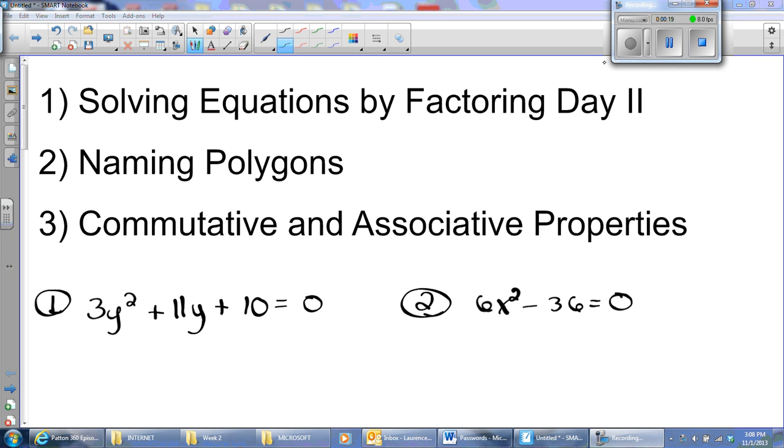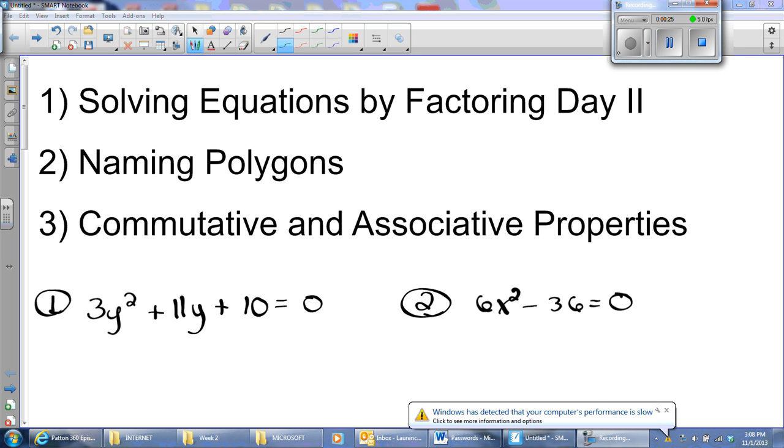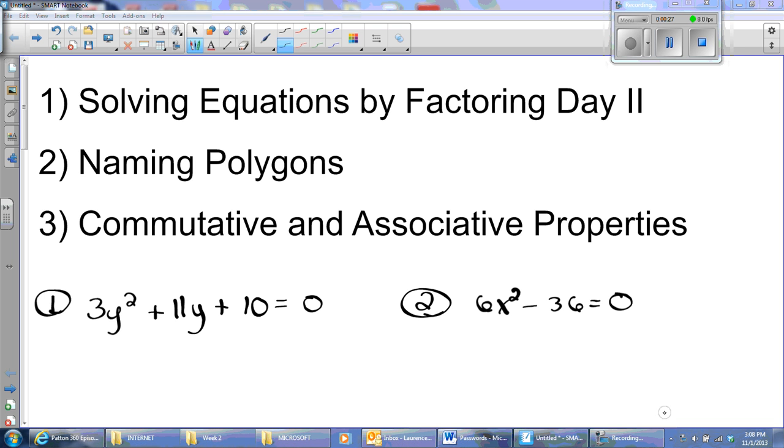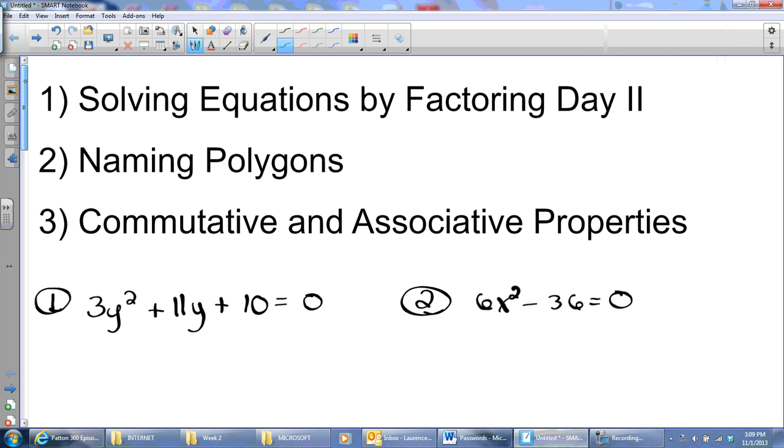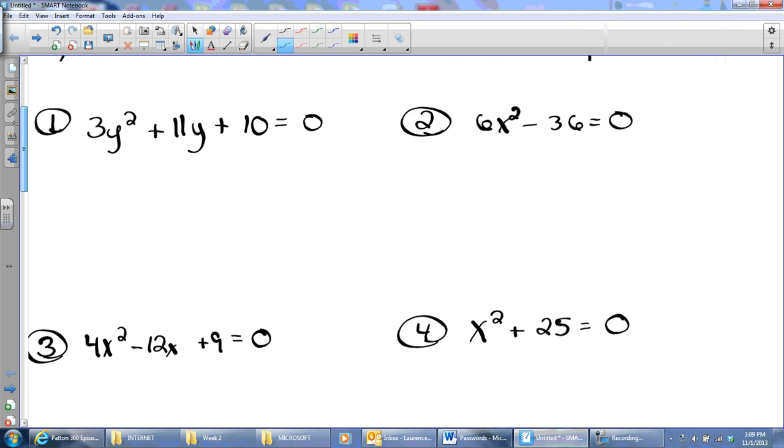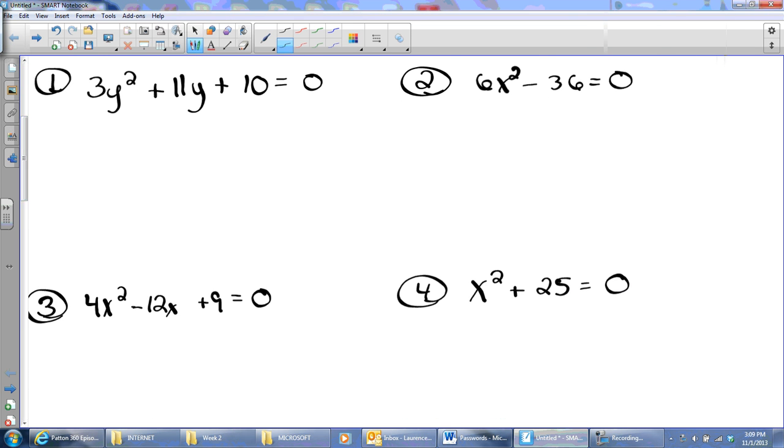Today we're going to do a little more with solving equations by factoring. Second day on that. Naming polygons, which I'm expecting you to get, but we'll do a little bit with that later. And the commutative and associative properties, which showed up in a video the other night. And we're going to do a little more with it today. All right, so first of all, we're going to start off by solving equations by factoring.